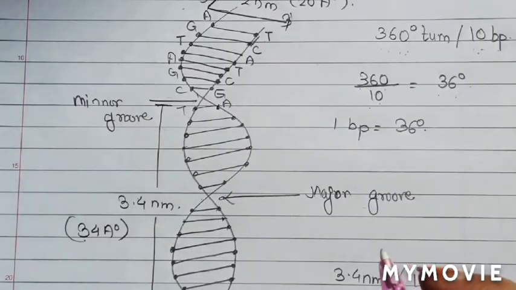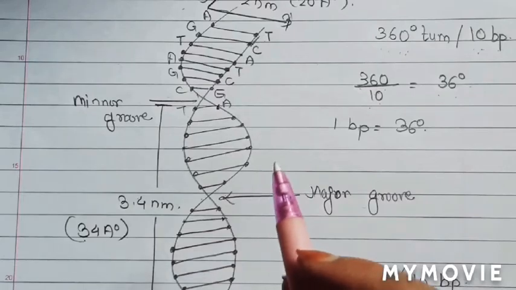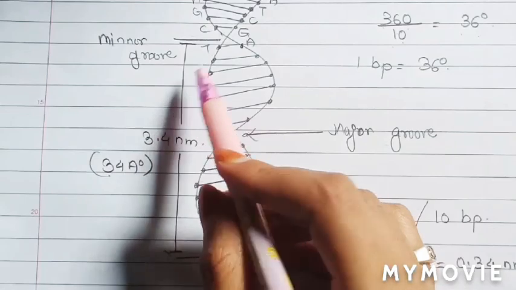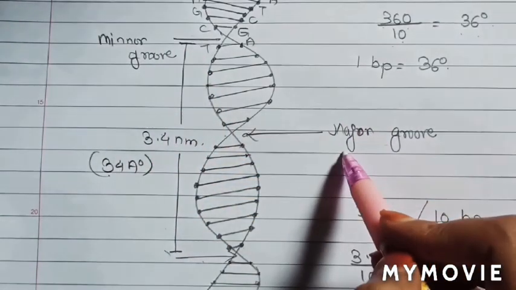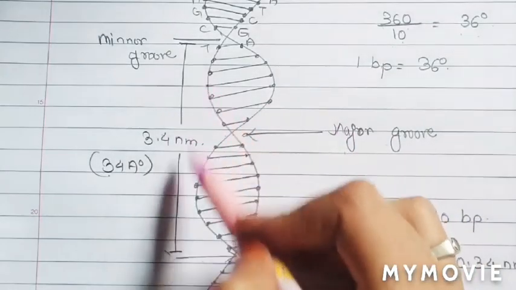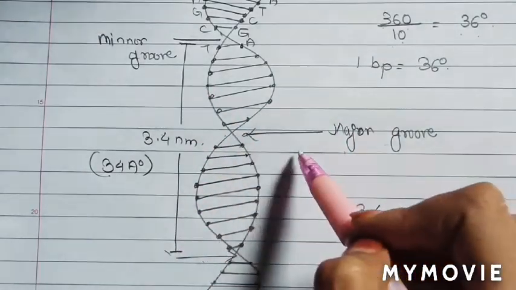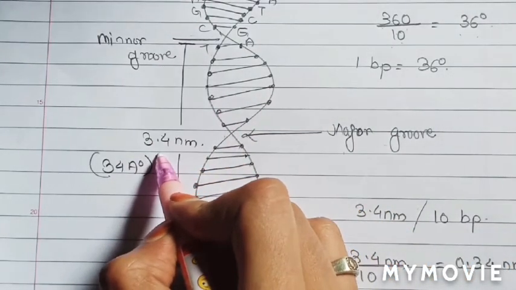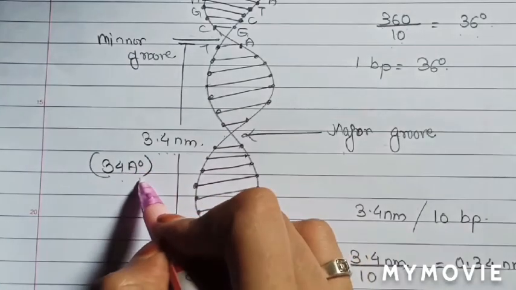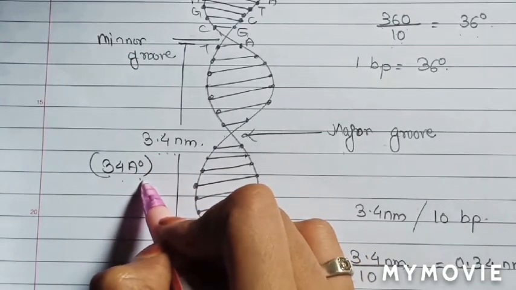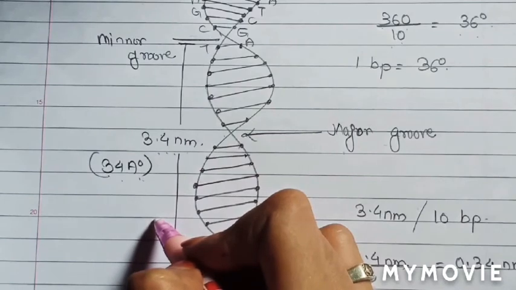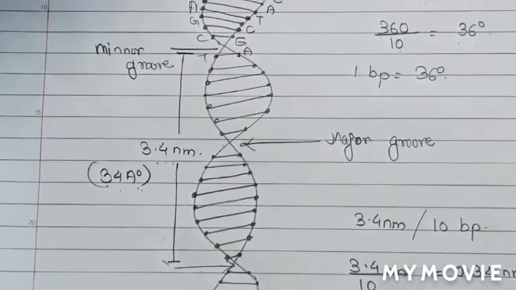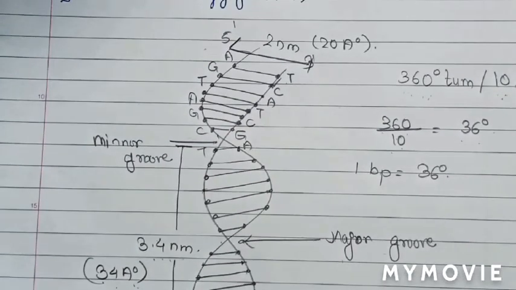One more important thing we have to look at is pitch length. What is pitch length? The length between two successive minor grooves or two successive major grooves is known as the pitch length. So this is the pitch length of B-DNA: 3.4 nanometer or 34 angstrom. Now we have understood the structure of B-DNA, the Watson and Crick model of DNA.